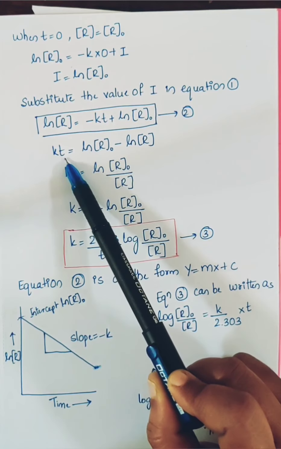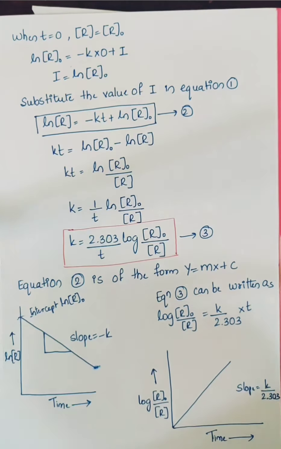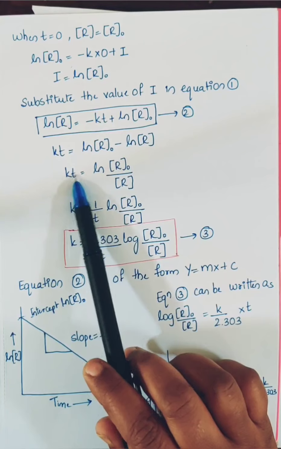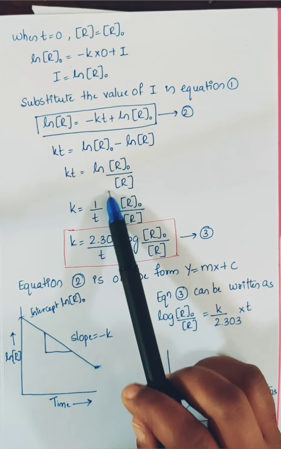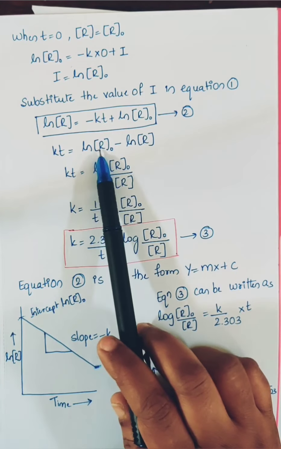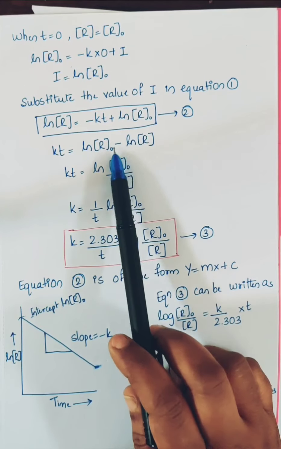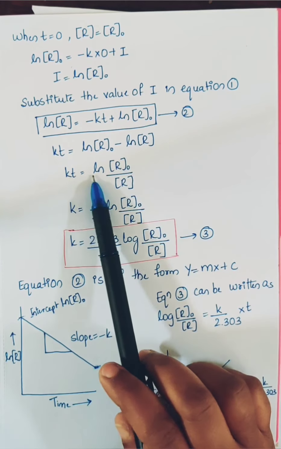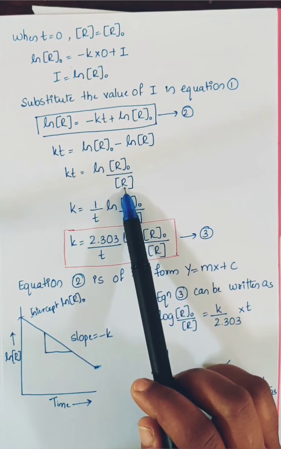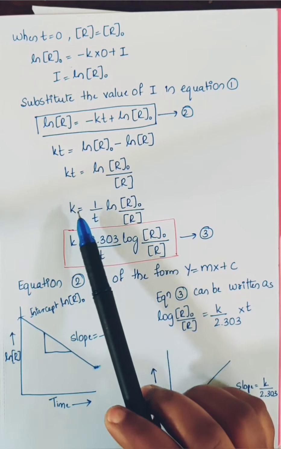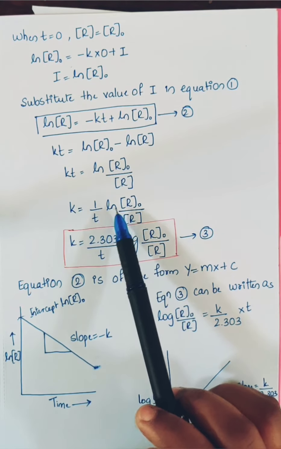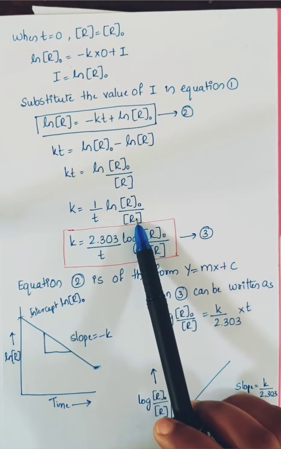So Kt is equal to ln R naught by R, because ln A minus ln B will be equal to ln A upon B. So Kt is equal to ln R naught upon R. Okay, so take t this side, what it will be? K is equal to 1 upon t ln R naught upon R.